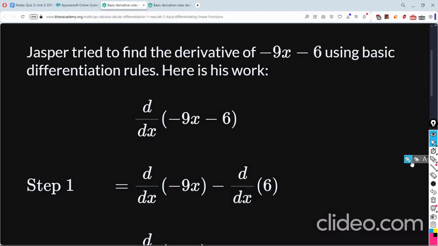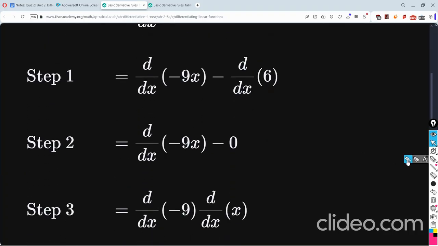All right, one more. Person is trying to find the derivative of negative 9x minus 6. If we distribute, the derivative of negative 9x is right there, and the derivative of negative 6 is right there. So far, so good. All right, scrolling down here. The derivative of negative 9x was just recopied, and the derivative of 6 is 0. That is true.